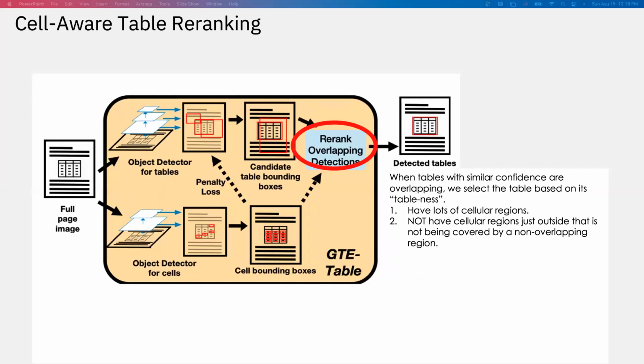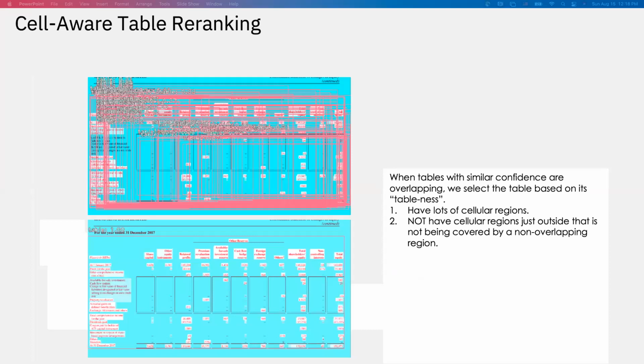Yeah, so this is the part which we just described here. And then when tables with similar confidence are overlapping, we also need to do some selection here. So essentially, we define something called the tableness, basically giving the bounding box how likely this is actually the border of a table. Tableness is captured by a table candidate with a lot of similar regions, and also not having similar regions just outside that are not being covered by non-overlapping regions.